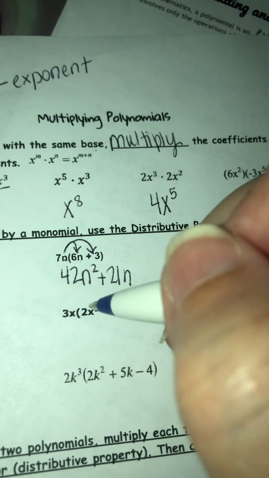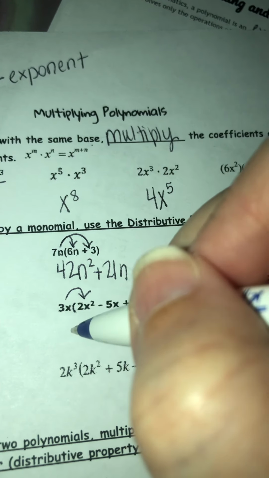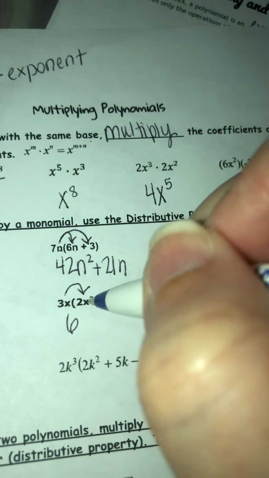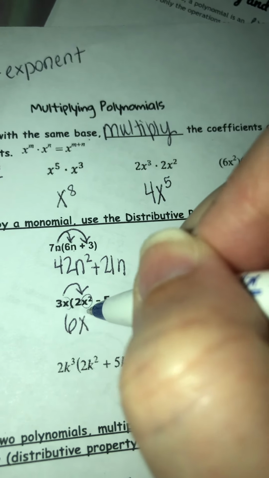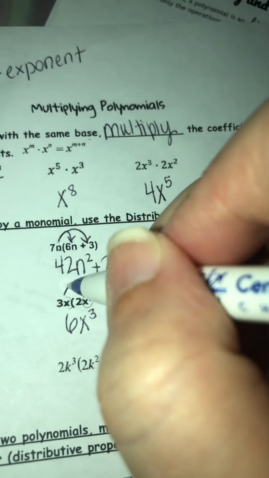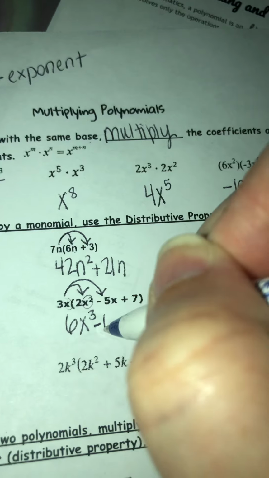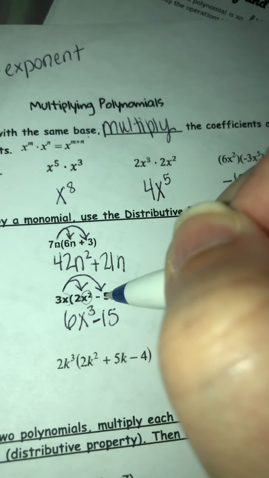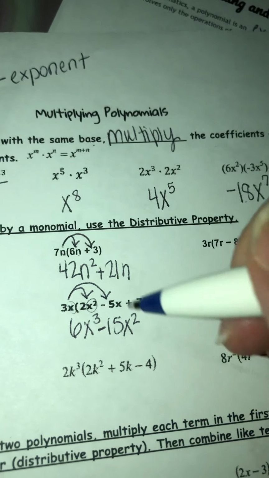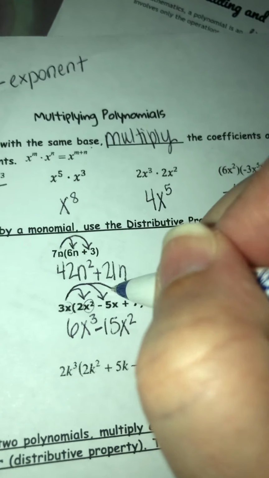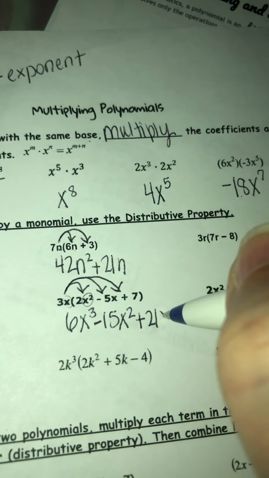I have 3x times 2x squared first. 3 times the 2, 6, x times x squared, that's 3 x's all together, so x to the power of 3. Then I have 3x times negative 5x, 3 times negative 5, negative 15, x and x make 2 of them when you're multiplying, so I have x squared. And then last, 3x times positive 7 will give me a positive 21x.